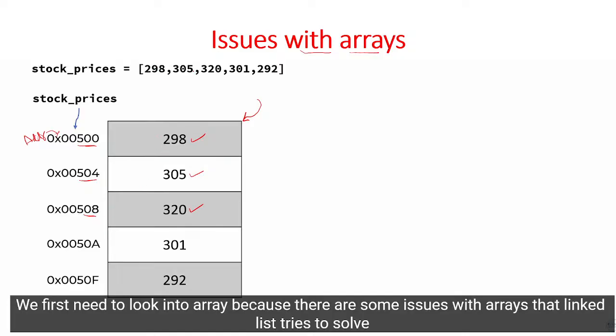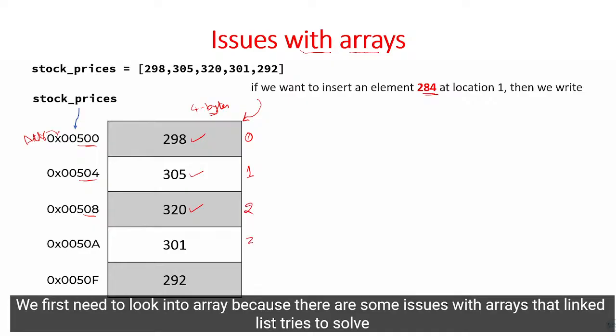That means these are integer numbers, so each integer occupies 4 bytes of data. Now if this is the initial organization of elements in the array, we want to insert an element 284 at location 1. Location 1 means index 0 is this, this is index 1, this is index 2, this is index 3, and this is index 4. So this 284 we want to add at index 1.